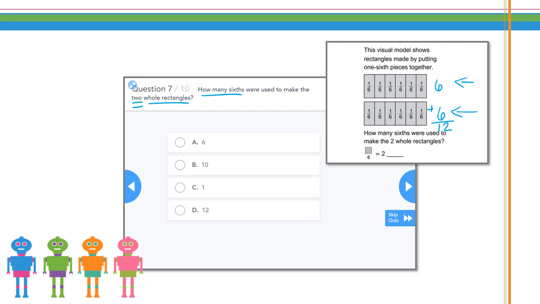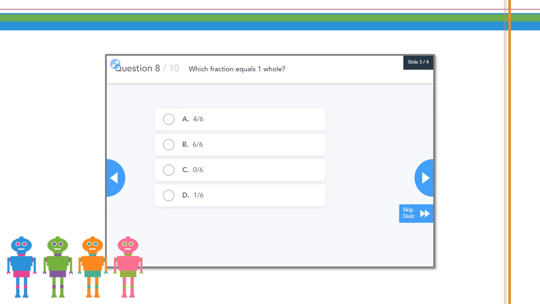And if we're counting by sixths, let's count together. 1/6, 2/6, 3/6, 4/6, 5/6, 6/6, 7/6, 8/6, 9/6, 10/6, 11/6, and 12/6. So we need 12/6. How many of those parts did it take? It takes 12 parts, or 12/6, to complete those two whole rectangles.